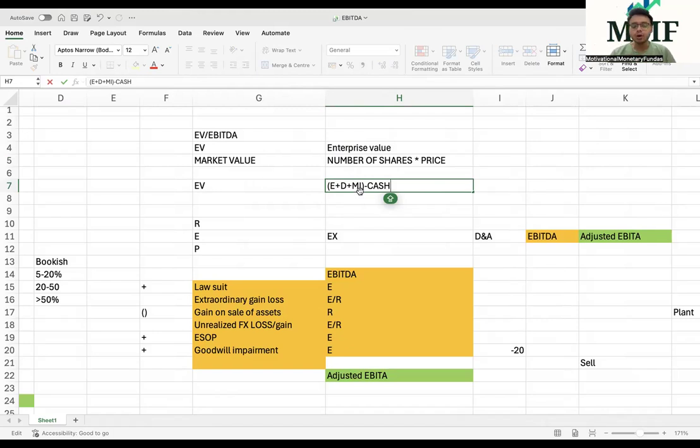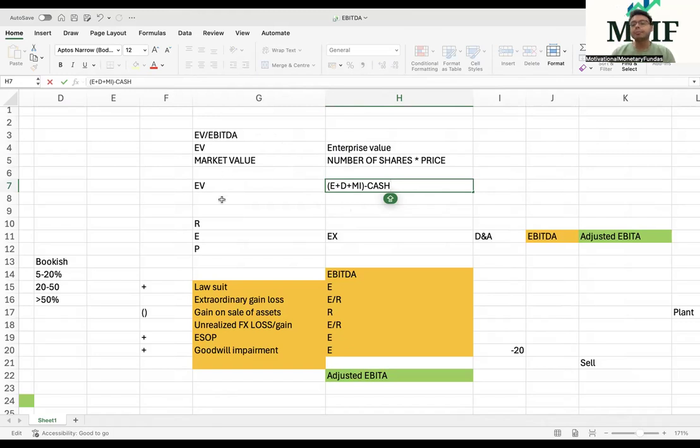Okay. Why do we subtract cash? The main reason to subtract cash is that it is a non-operating asset. If we are taking into account equity plus debt plus minority interest, the major reason for subtracting cash is cash being a non-operating asset, right? And the second logic, I'll tell you once I try to understand this EBITDA with you.